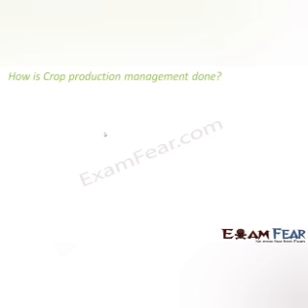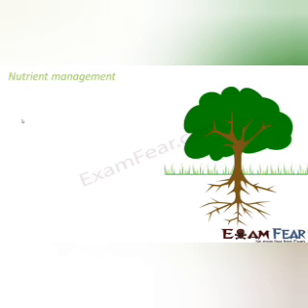Okay. So now let us see how crop production management is done. There are different ways by which crop production management is done. The first one is nutrient management, next is irrigation, and the last one is cropping patterns. These are the three techniques by which the amount of crop being produced can be increased to a large extent. Now we will discuss each of them one by one. So let us start with nutrient management.